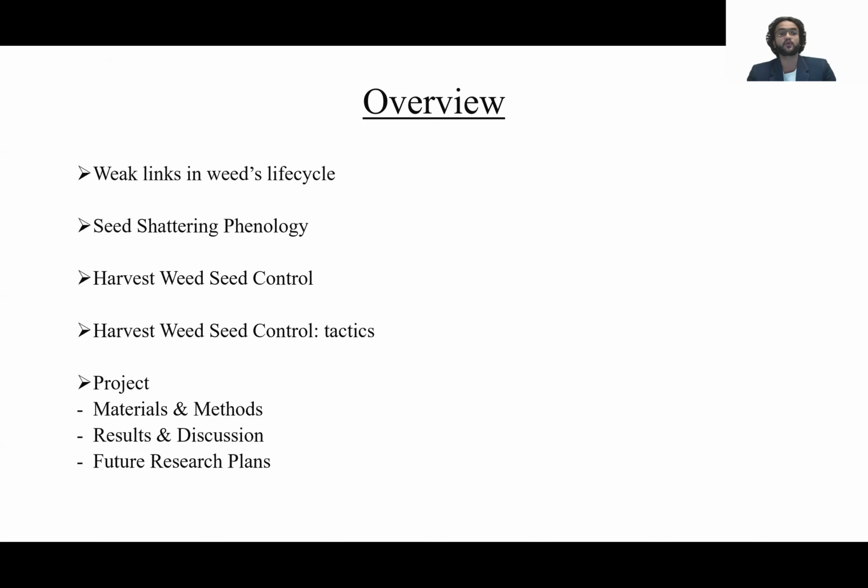So first, we will discuss weak links in the weeds' life cycle that can be exploited to control weed species. Then we'll talk about seed shattering phenology, why we need to study it, and how it is related to harvest weed seed control. Then we will talk about the concept of harvest weed seed control and how it works in different farming systems. Then we will talk about different tactics of harvest weed seed control. There are 6 different tactics, and we will talk about each and every tactic individually. Then at last we'll talk about the project that we conducted last summer.